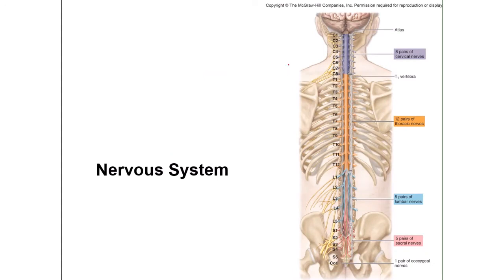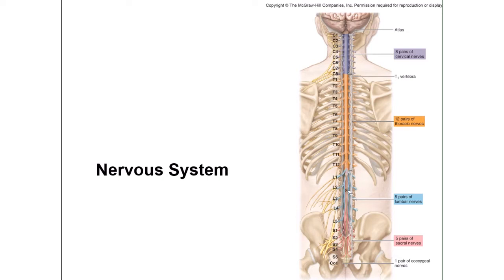Let's take a look at the spinal cord here. We can see that there is the cervical section, which represents the neck area. We have the thoracic section, which is where the chest area is. And then we talked about the lumbar section. That's where you do the spinal tap.